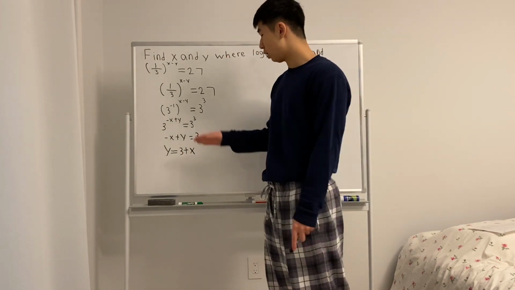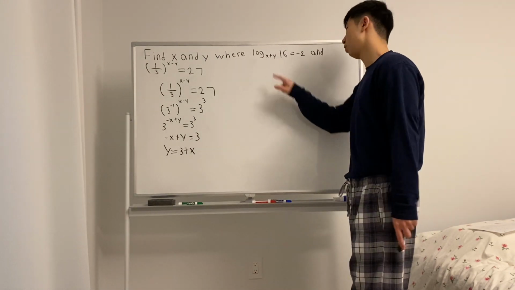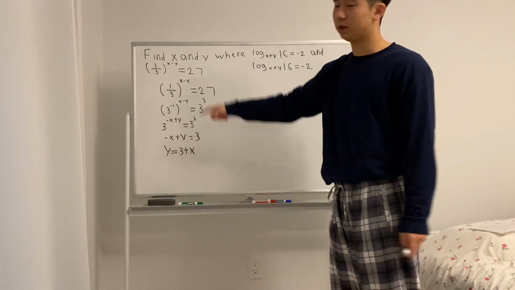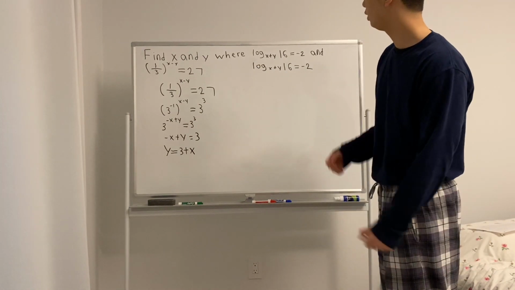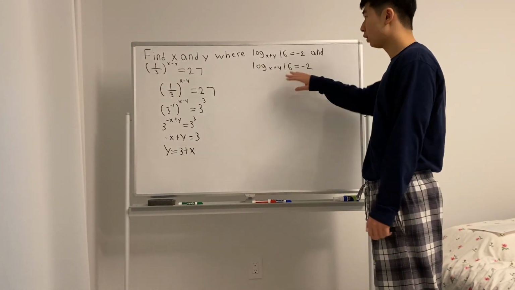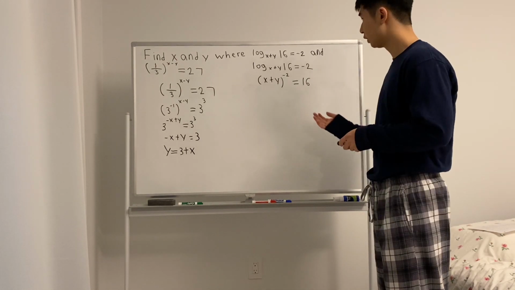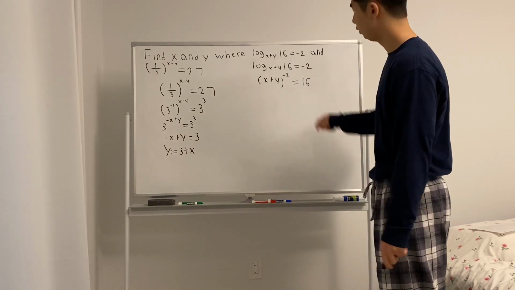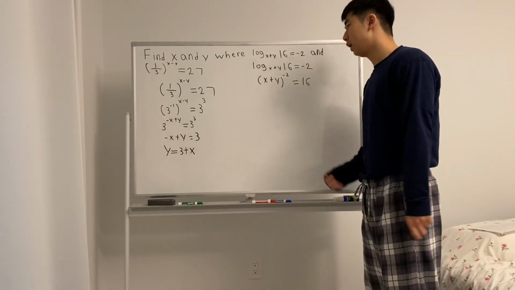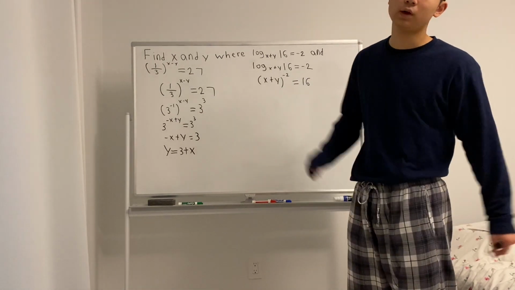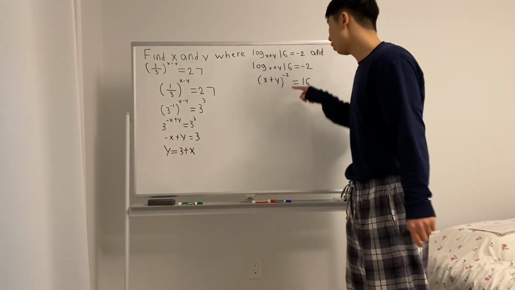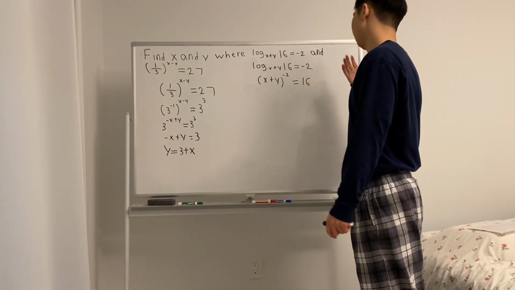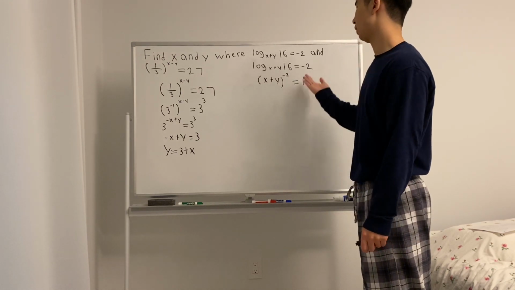So now I'm going to deal with this equation. We can't do the same thing here because there's a log. So what you want to do first is convert this to exponential form. After you convert this to exponential form, you get (x plus y) to the power of -2 equals 16. Remember how I said you want to have a linear equation. Notice how we have an exponent here and it's negative. We want to try to get rid of that eventually, so the first step is to make it positive.